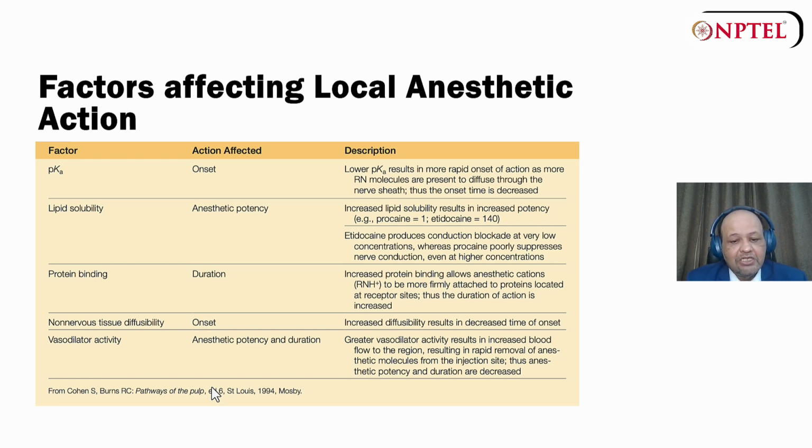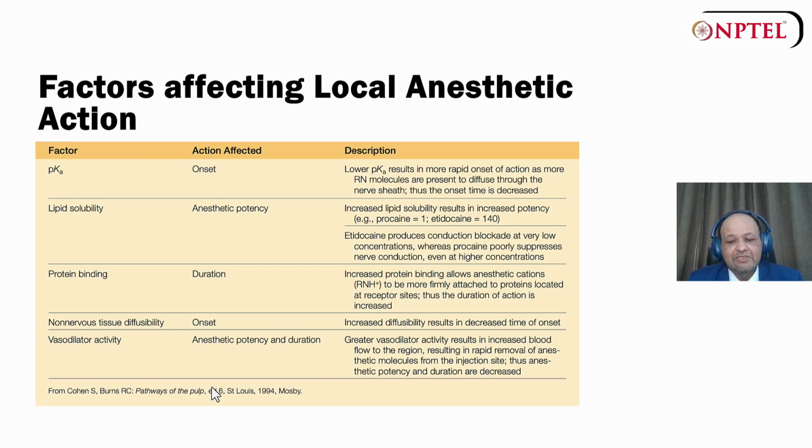If there is non-nervous tissue, then obviously the onset is decreased because of the presence of the non-nervous tissue. In cases of vasodilator activities, the anesthetic potency and duration is affected. The greater vasodilator activity results in increased blood flow to the region, resulting in rapid removal of the anesthetic molecules from the injection site. Thus, the anesthetic potency and duration are decreased.